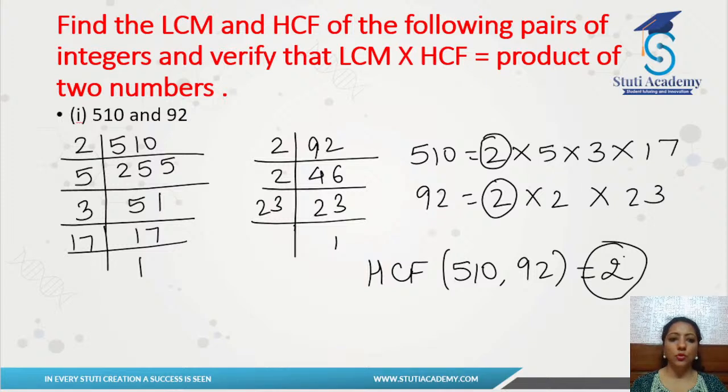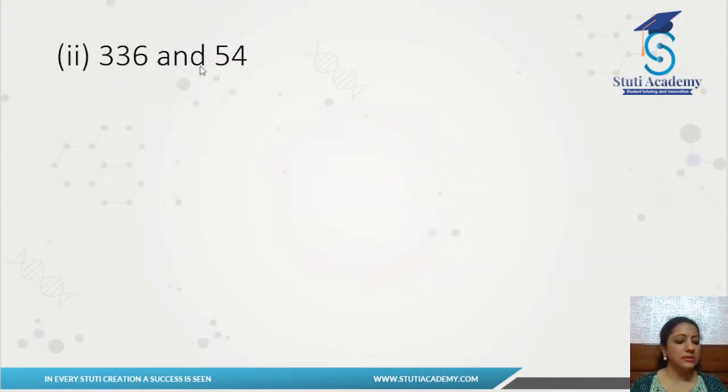So let's quickly do one more verification question. So this is the third part of exercise 1.2 question number 2. If you have your NCERT textbook, you can refer to that. So we have 336 and 54 here. We have to again find the HCF and LCM and then we have to check this. So let's quickly find the HCF.